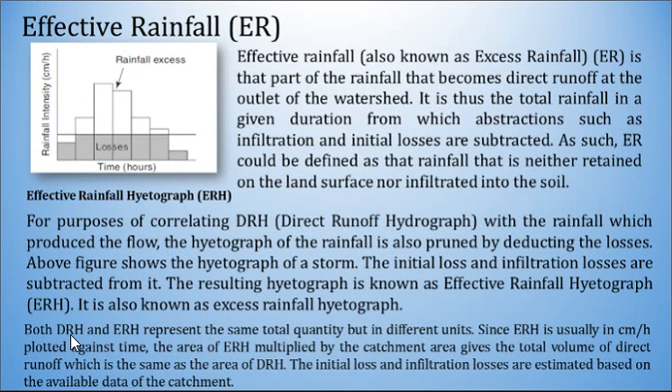Both the direct runoff hydrograph and the ERH, that is the effective rainfall hyetograph, represent the same total quantity but in different units. Since ERH is usually in centimeter per hour plotted against time, the area of the ERH multiplied by the catchment area gives the total volume of direct runoff, which is the same as the area of the DRH, that is the direct runoff hydrograph. The initial loss and infiltration losses are estimated based on the available data of the catchment.